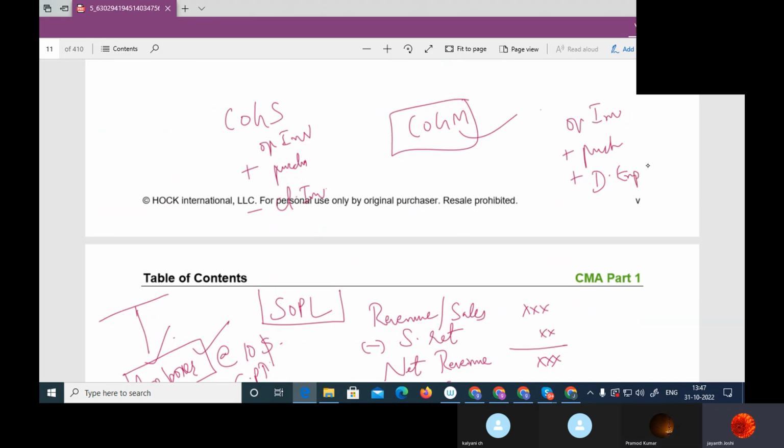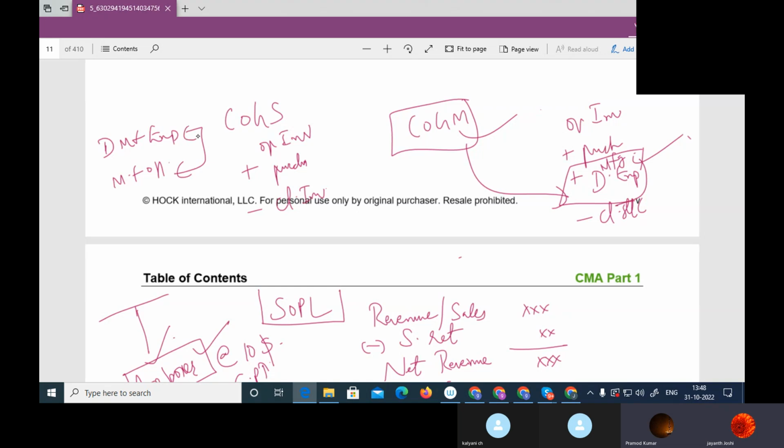I'll take direct manufacturing expenses, expenses related to manufacturing, minus closing stock. That means I am adding one more thing here, because this is also a part of the cost now. Direct manufacturing expenses or manufacturing overheads, aren't they manufacturing related costs? What is the difference between direct manufacturing expenses and manufacturing overheads, Pramod?